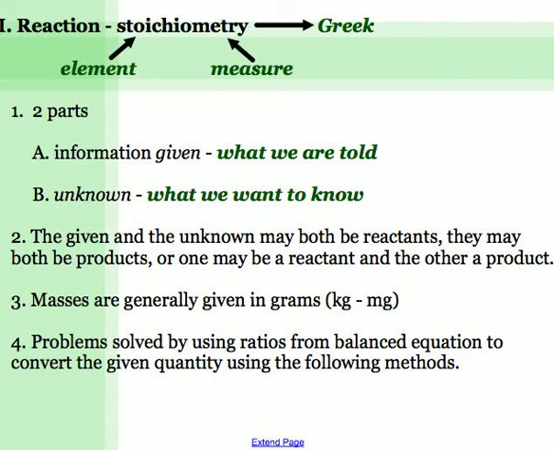Typically they give you a mass, but that's not always the case. If they give you masses, typically it's in grams, but watch out for that, because if it's in kilograms or milligrams, you're going to have to convert if necessary. And again, we're going to use ratios from this balanced equation. So it's really important that we know the balanced chemical equation so we can do the problems correctly.